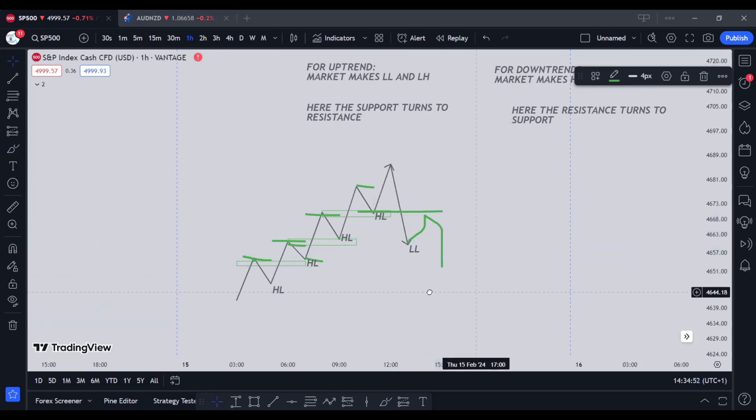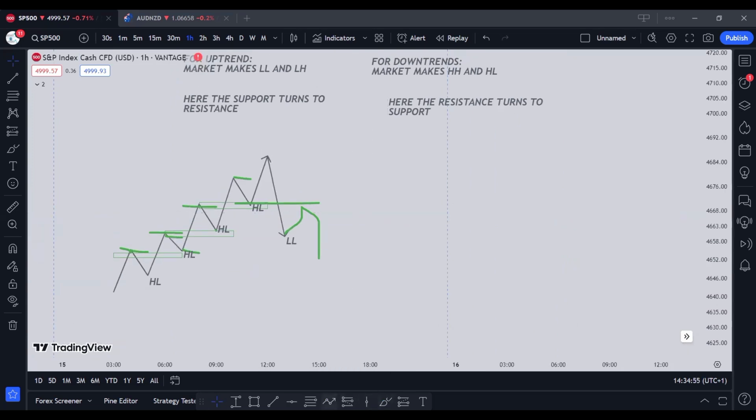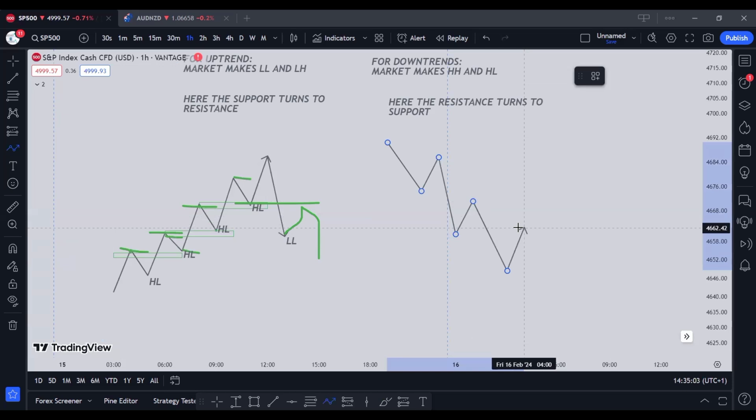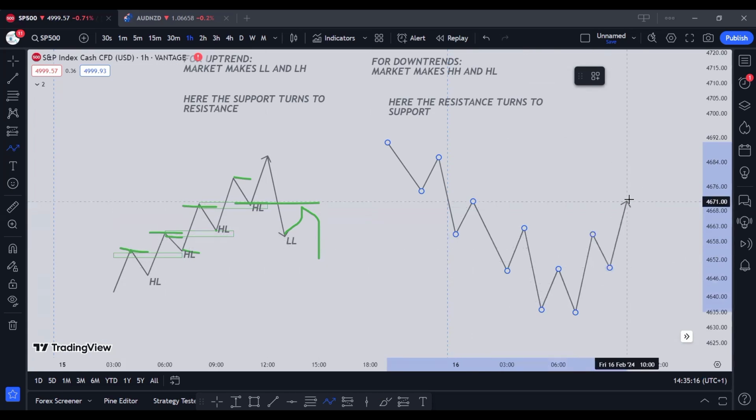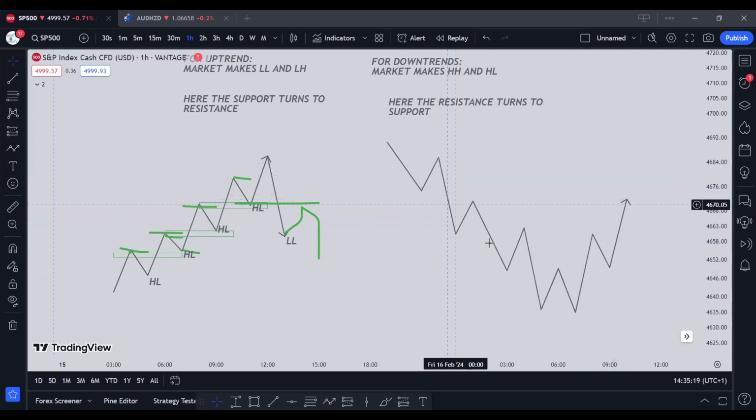Now, the reverse is the case for downtrend. In a downtrend, the market is creating lower lows and lower highs. And normally in a downtrend, the support is turning to what? Resistance. But if we start to create higher highs and higher lows, that means this downtrend is over. We are changing from downtrend to uptrend, because we are forming higher lows and higher highs.